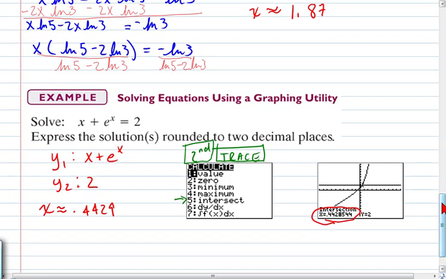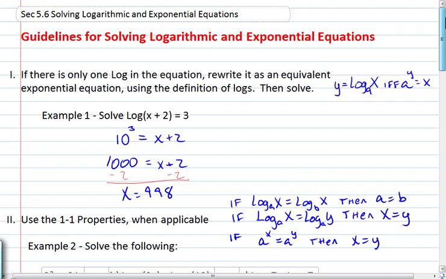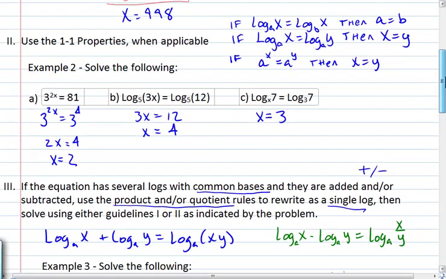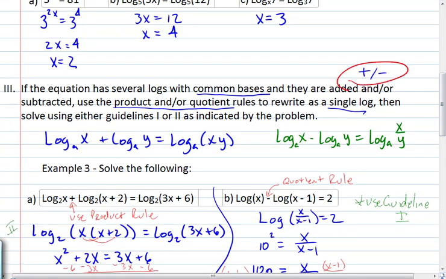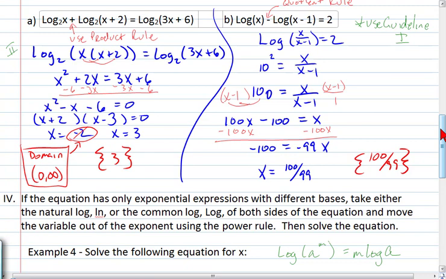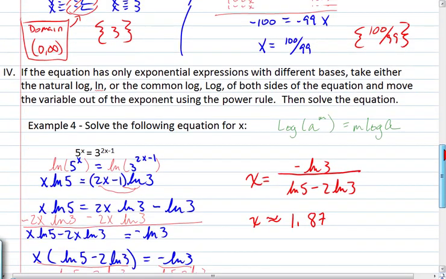So that's pretty much all there is to solving equations. If there's one log in the equation, what are you going to do? Rewrite it as an exponent. If you have a log equal to a log and the bases are the same, what are you going to do? Use the one-to-one properties. If you have addition or subtraction between logs, what are you going to do? Product or quotient rule, then use guideline 1 or 2. If you have a variable in the exponent, take the log of both sides of the equation.